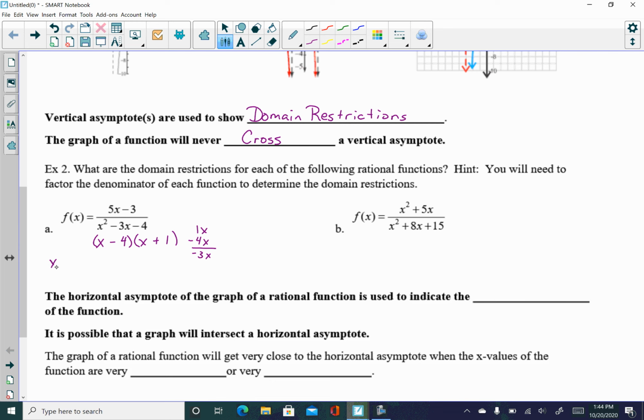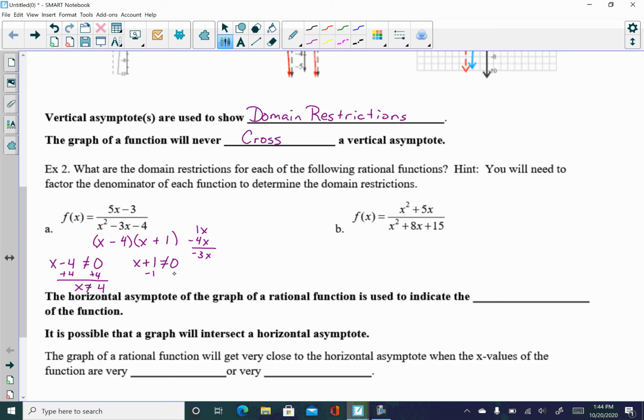And then if you recall, when we've gone to find our domain restrictions, we set x - 4 and said that can't equal 0, and x + 1 cannot equal 0. And then we go through the steps of solving. So we add 4 to both sides. Now we know x cannot equal +4.